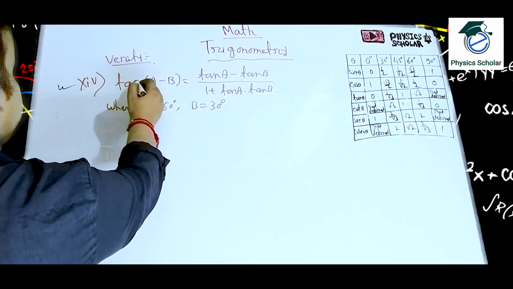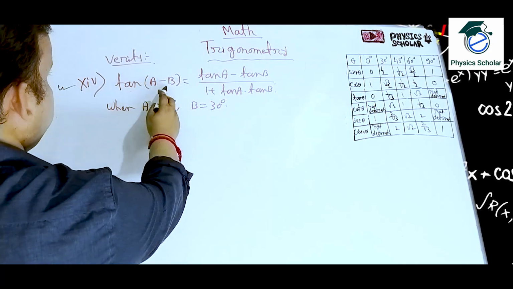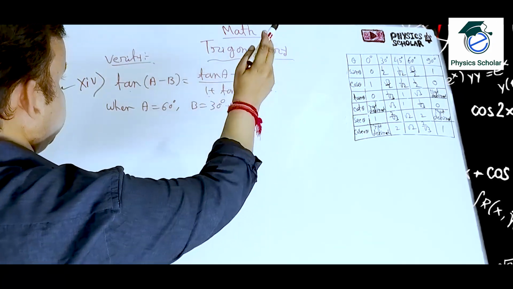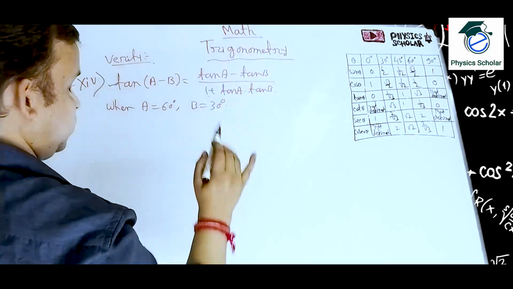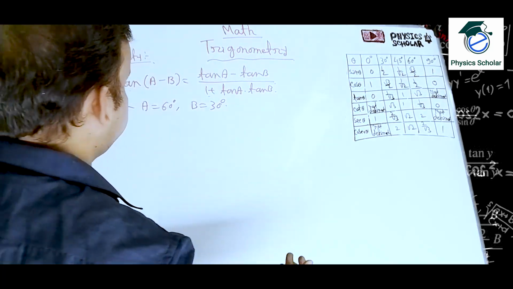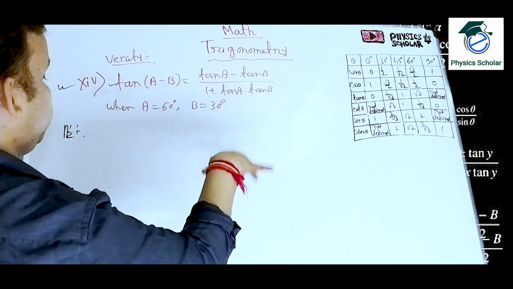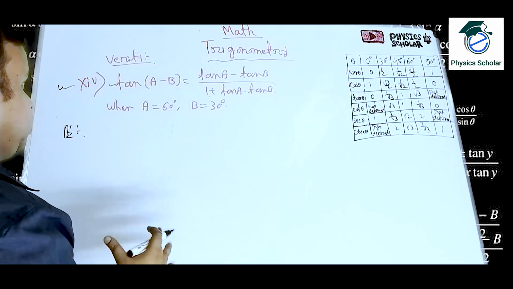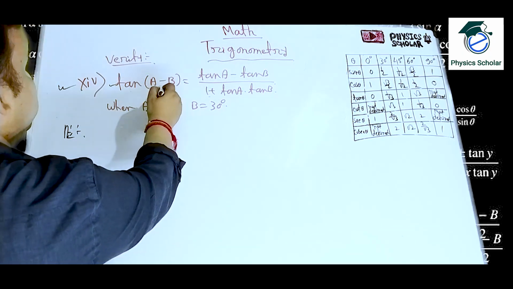So students, similar type of sum: tan of a minus b is equal to tan a minus tan b by 1 plus tan a tan b. That is also the formula of tan a minus b. Clear? So in the upper classes we will learn that. When I will do the sum of class 11, then this type of many sums we will do, by using this formula.